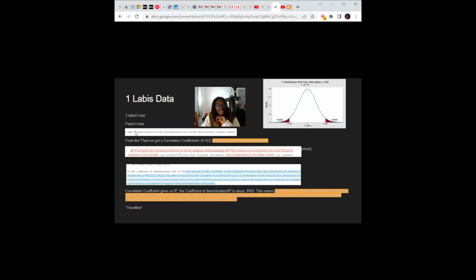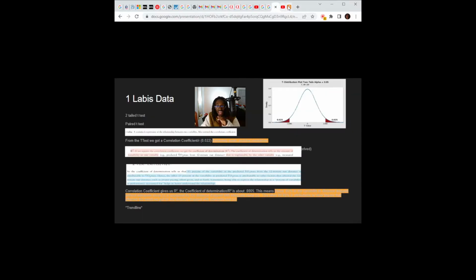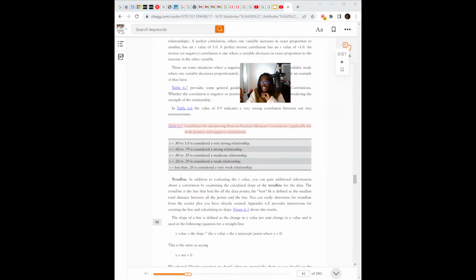Next, I have detailed what R value means. R value and correlation coefficient are the same thing. Basically, R value is a statistical expression of the relationship between two variables. I don't have a lot of this planned out. I tried to minimize as much as I could, but I might go back and forth a few times, so excuse my camera and everything.